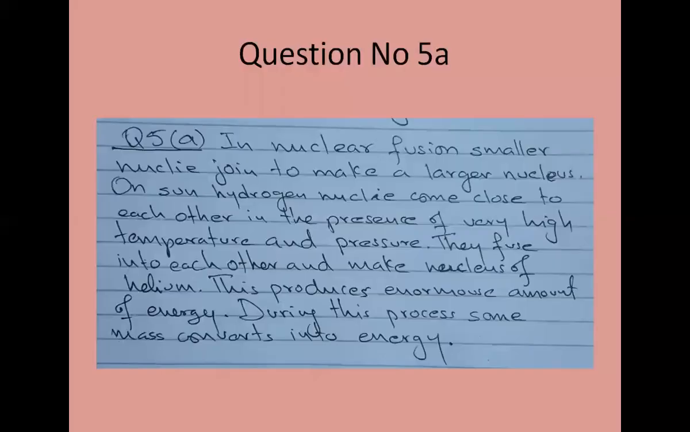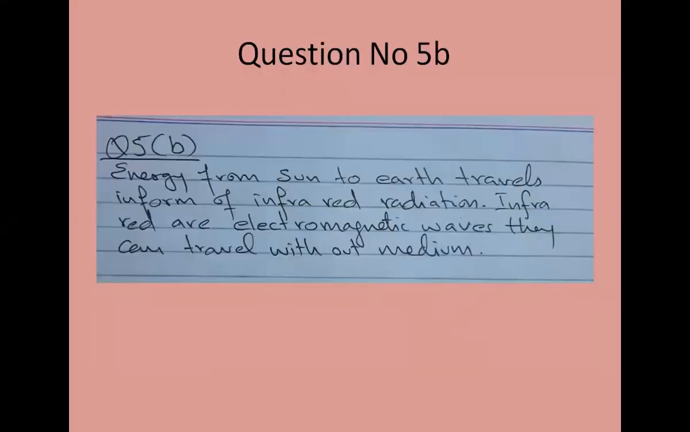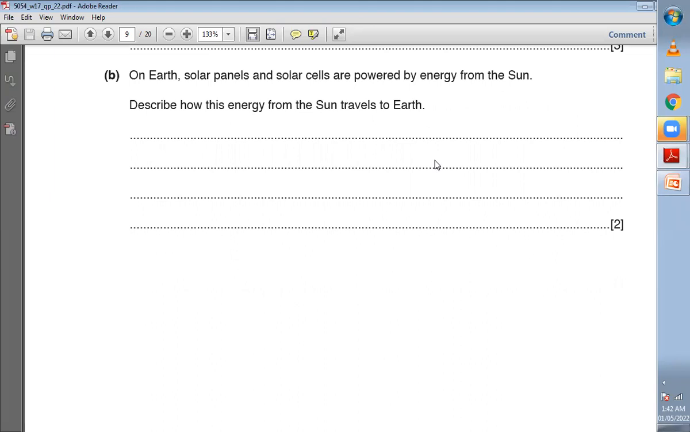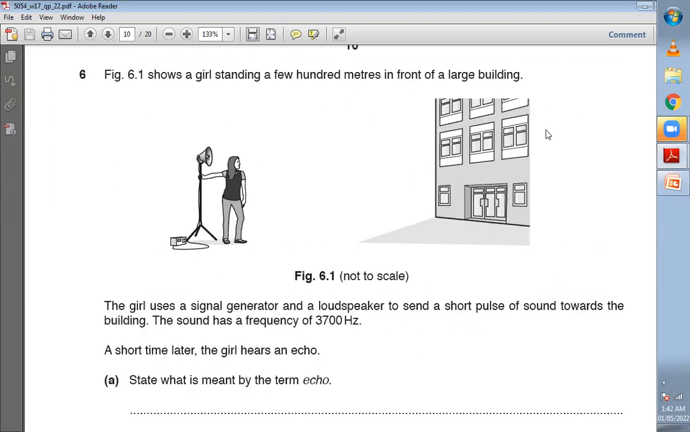Okay, so question number 5b part. Energy from the sun to the Earth travels in the form of infrared radiation. Infrared are electromagnetic waves. They can travel without a medium, so they can travel through the vacuum very easily. So that was question number 5 and its B part. So I think we are done with question number 5.